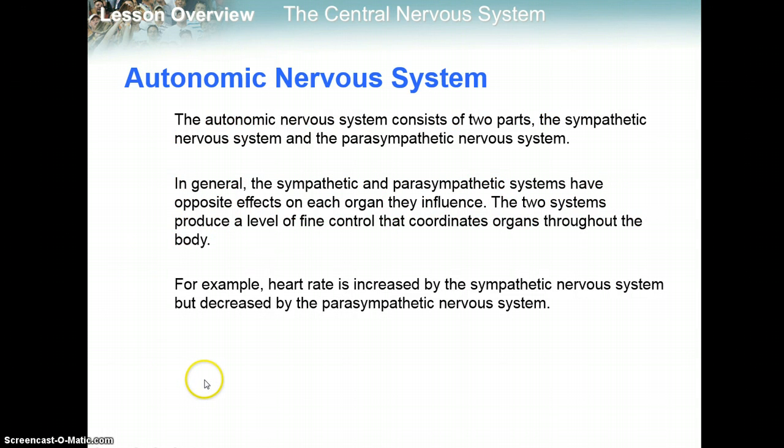The autonomic nervous system consists of 2 parts. There's a sympathetic pathway and a parasympathetic nervous system. In general, the sympathetic and parasympathetic systems have opposite effects on each organ they influence. The 2 systems produce a level of fine control that coordinates organs throughout the body. For example, heart rate is increased by the sympathetic, which starts with an S, like stress. A lot of things that happen while you're stressed would be the sympathetic nervous system, but heart rate would be decreased by the parasympathetic nervous system, which are both in the autonomic nervous system category.